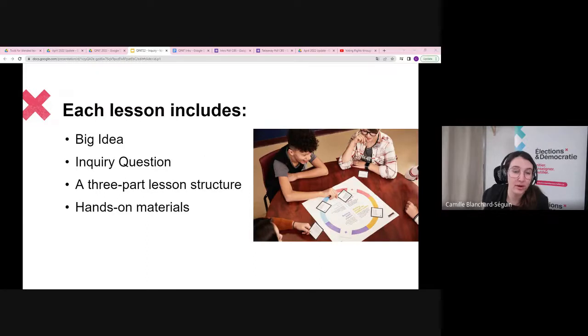Now, every one of our lessons includes a big idea, an inquiry question, as I've mentioned, and it always follows a three-part structure. So we always have a minds-on, an activity, and then a consolidation. And it includes hands-on materials. Like I said, you can order it and you'll receive it to your classroom. There's really some high-quality content like videos, maps, data, infographics, case studies, and more. So we'll have a bit of a look at those today.